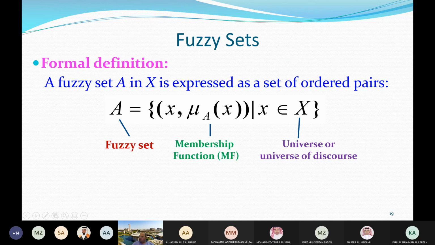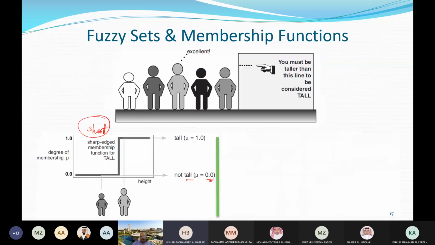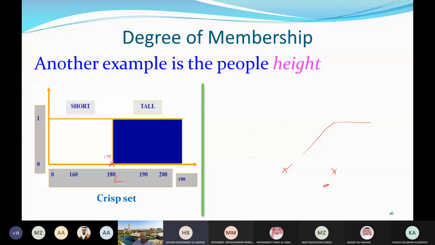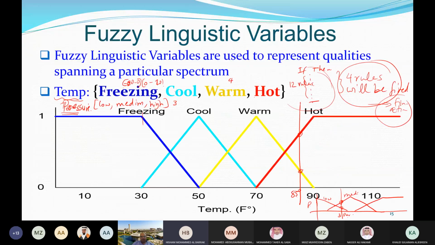I have some hands here. Hashim, Muhammad? Yes, I want to ask: can one value be represented by or contain three areas? I mean three representatives of the temperature, for example, cold, high.